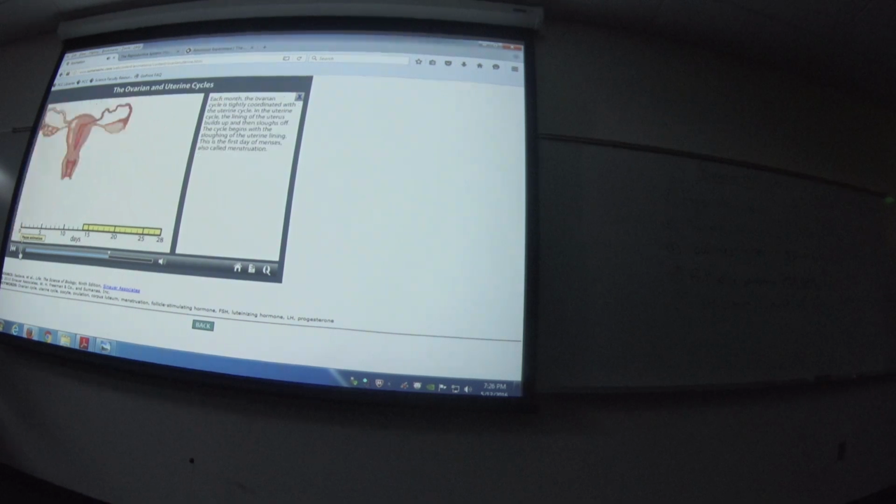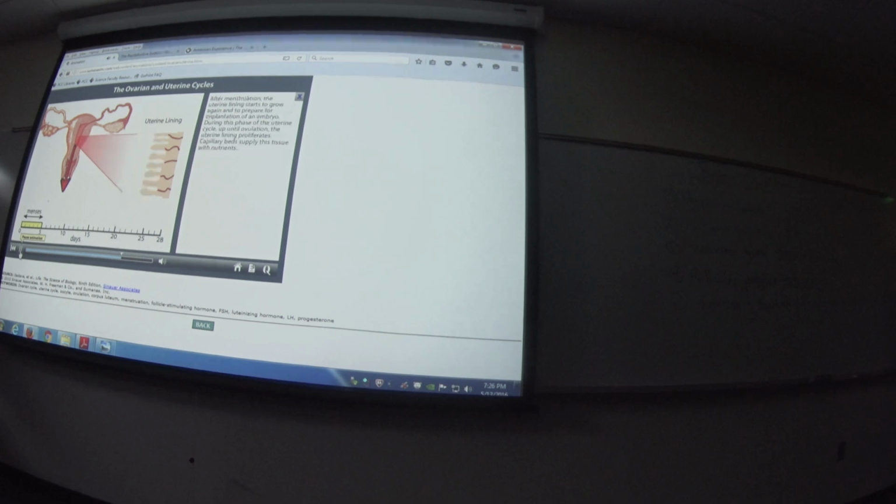Each month, the ovarian cycle is tightly coordinated with the uterine cycle. In the uterine cycle, the lining of the uterus builds up and then sloughs off. The cycle begins with the sloughing of the uterine lining. This is the first day of menses, also called menstruation. Or it could be the last.